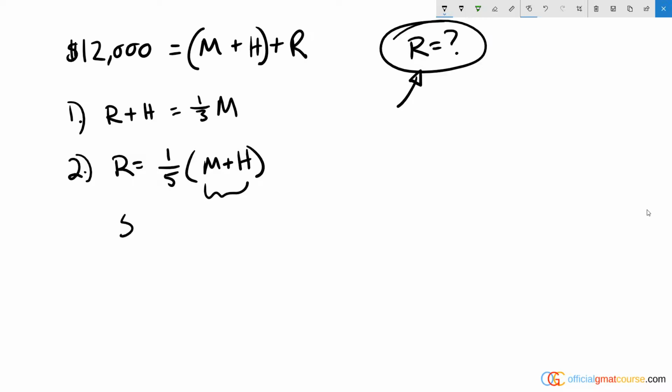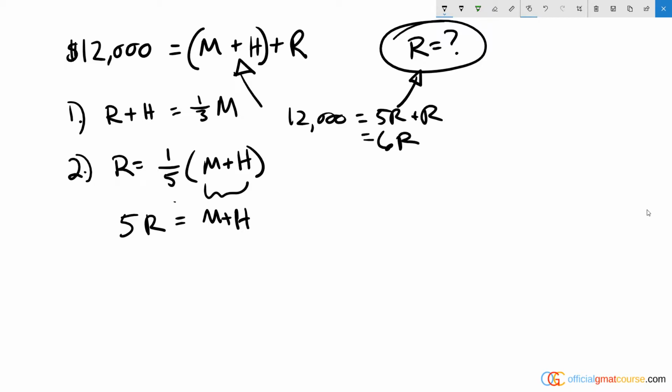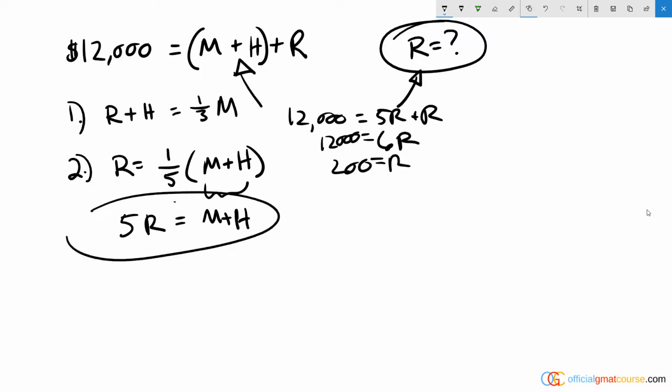Now, if I reorganize this, multiplying both sides by 5 to cancel out the 1/5 on the right, I get 5R equals M plus H. And that means that I can substitute 5R in the equation, and I get 12,000 equals 5R plus R. So 6R equals 12,000, and that would mean that R equals 200. But once I see that I've got this, I would say I'm done. I don't need to solve this out. But obviously, just to show it for the video, this is R equals 200. Now, that makes this sufficient for sure.